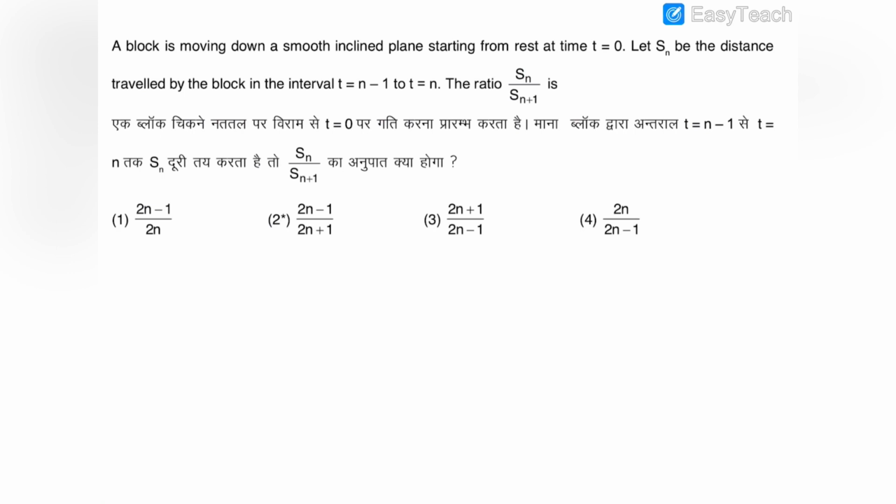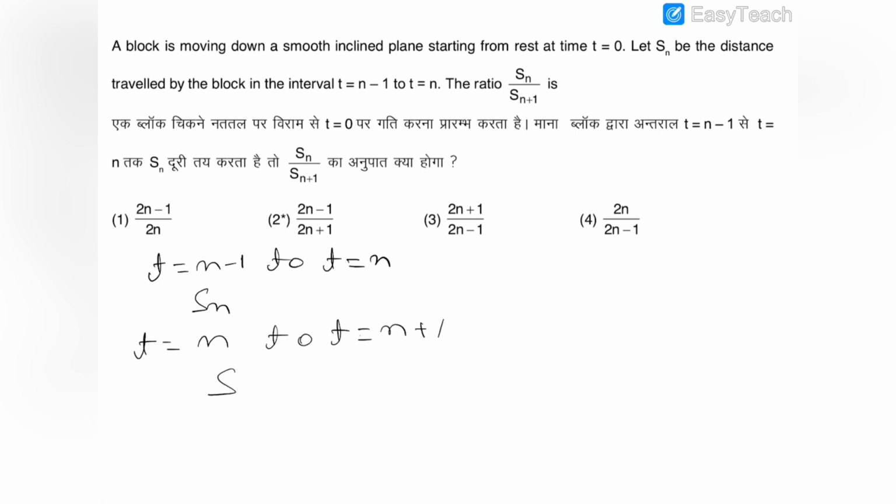So obviously, the distance traveled from time t is equal to n minus 1 to t is equal to n is S_n. Therefore, the distance traveled from t is equal to n to t is equal to n plus 1 will be equal to S_(n+1). And the initial velocity is 0. It is given in the problem.